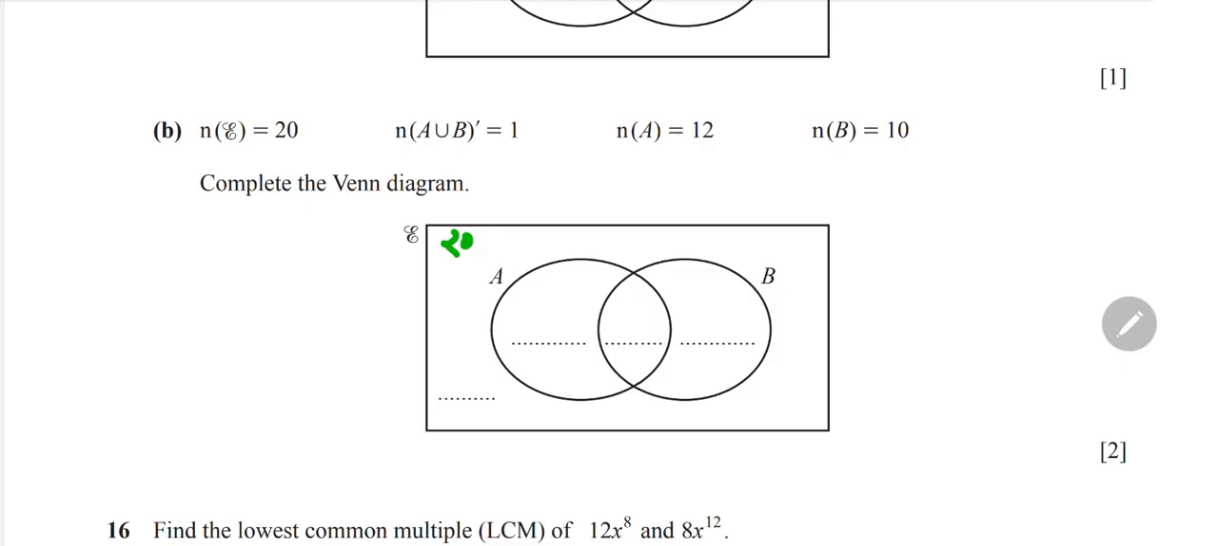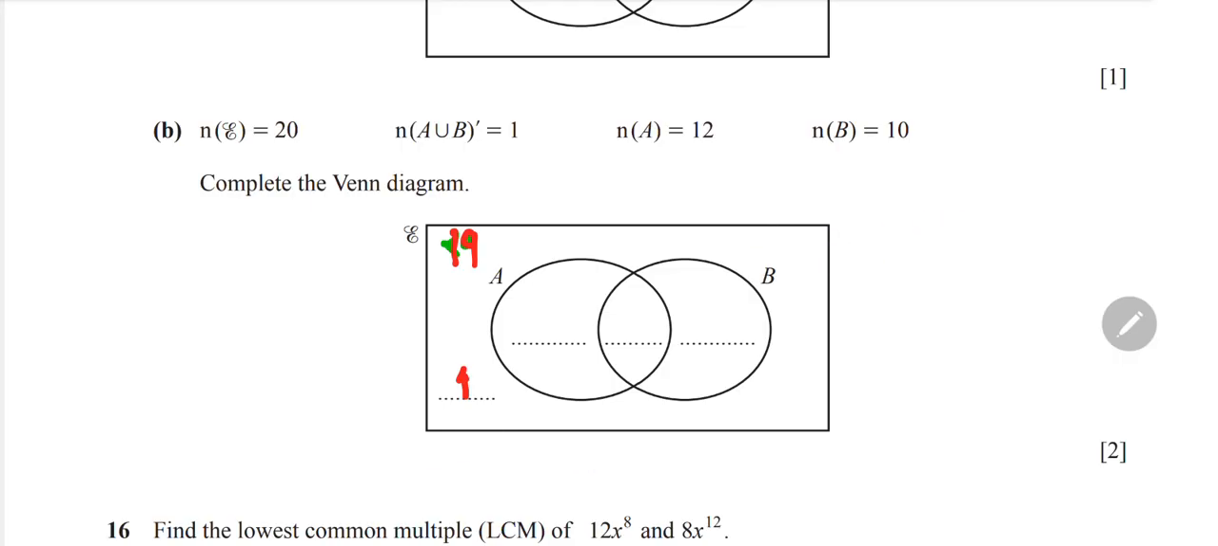Now n of A union B dash, it means what? That is not a portion of this, so this value will not be in the portion. Okay, it means the value that does not belong to A union B in this entire region is what? 1. Now 1 we already reduce, so from 20 we reduce 1, so we get 19. Now 19 can be written in such a way that the entire portion is covered. n of A is what? 12. n of B is what? 10. Any other value given?